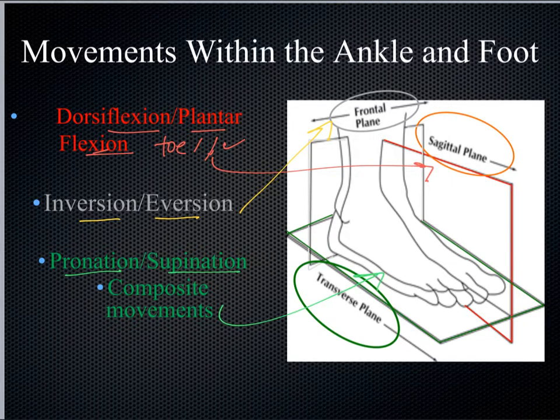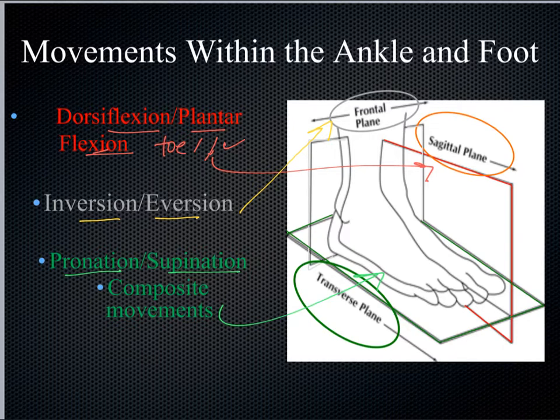So we have dorsiflexion, plantar flexion, toe flexion, and extension occurring in the sagittal plane. We have inversion and eversion occurring in the frontal plane, but probably most often in the foot and the ankle, what we see is this coupled motion of pronation and supination, and that occurs about the transverse plane.